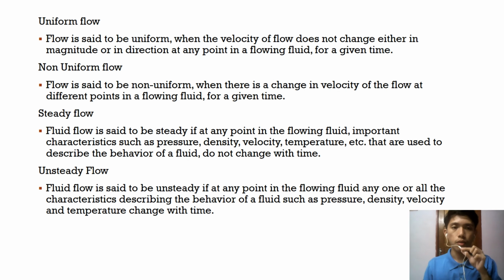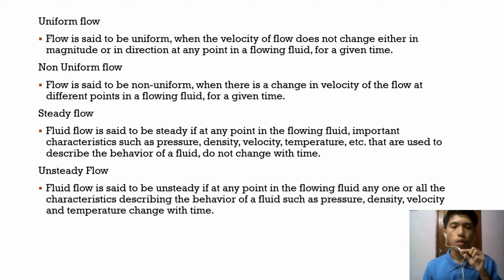Uniform flow. Flow is said to be uniform when the velocity of flow does not change either in magnitude or in direction at any point in a flowing fluid for a given time. For example, the flow of liquid under pressure through a long pipeline with a constant diameter is called uniform flow.